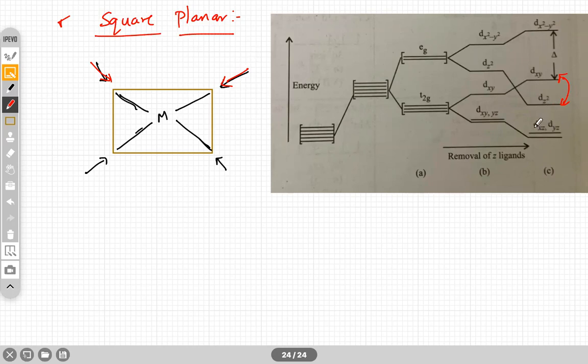Dz square and dxz, dyz: you see, obviously, one is in the xz plane and the other is in the yz plane, right? Perpendicular to the xy plane. But dz square, you know, this orbital has an electron cloud in the xy plane. Yes or no? Yes, this is dz square. It has the electron cloud in the xy plane, and that's why this orbital experiences slightly more repulsion than dxz and dyz, right? Hence the splitting is this.